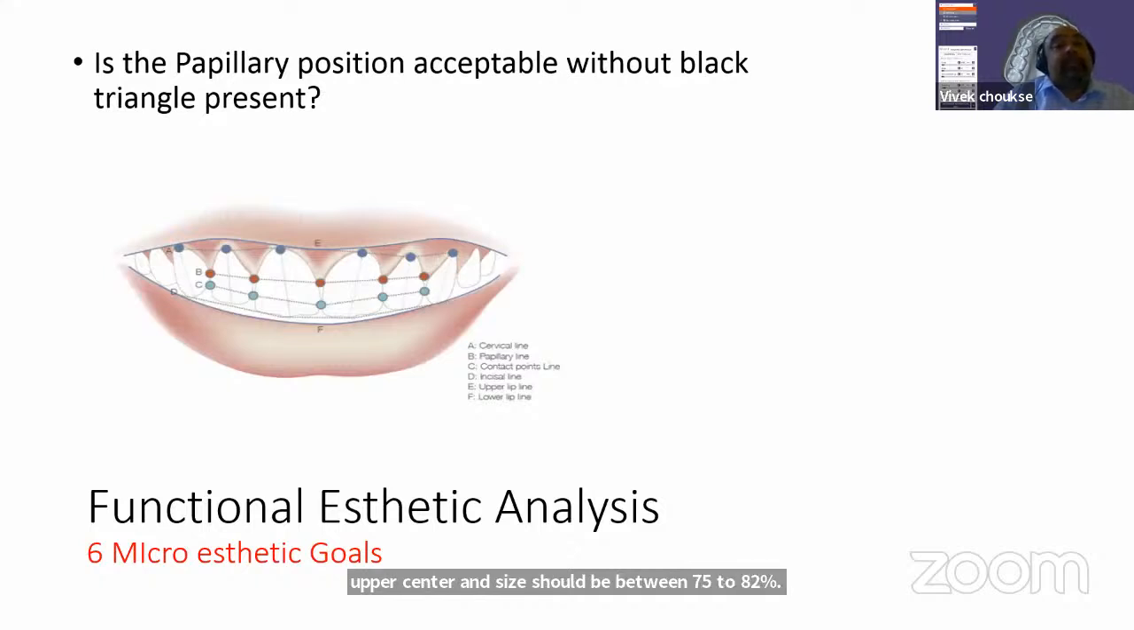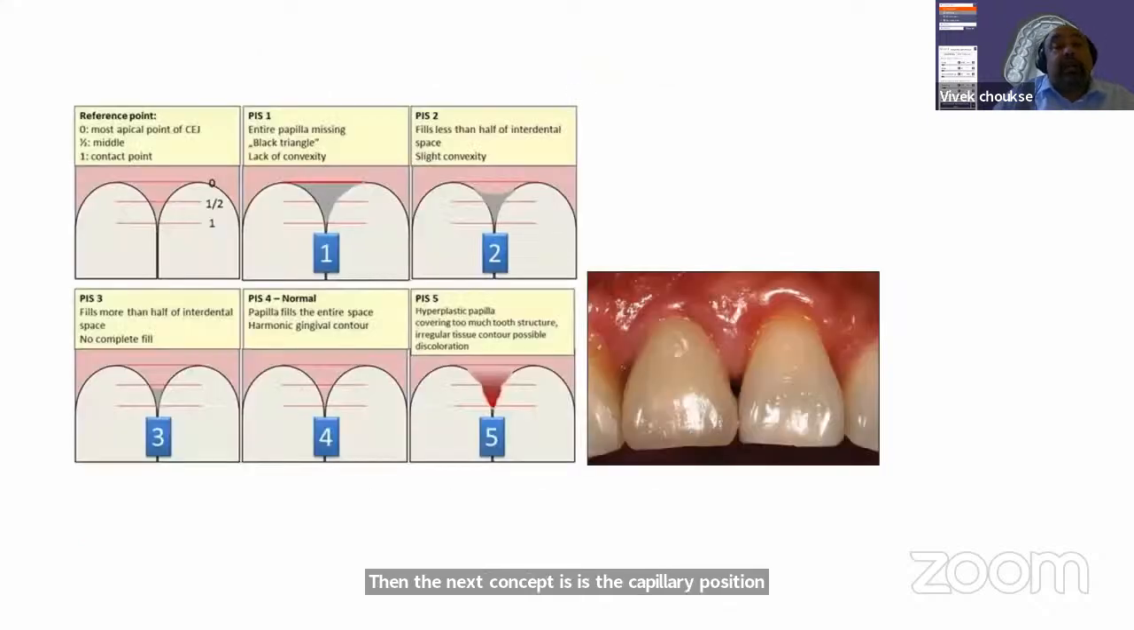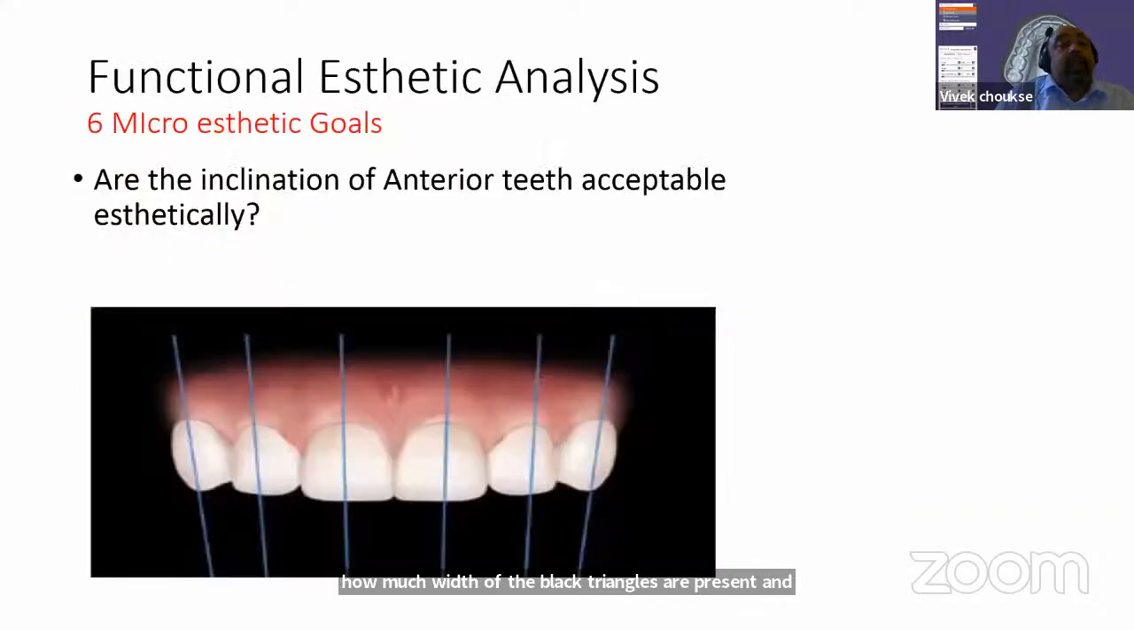Then the next concept is whether the papillary position is acceptable without the black triangle present. There are different indices through which we can measure the black triangles and see whether the aesthetic can be achieved without the black triangles. If the black triangles are present, how much width of the black triangles is present, and how to correct those black triangles.